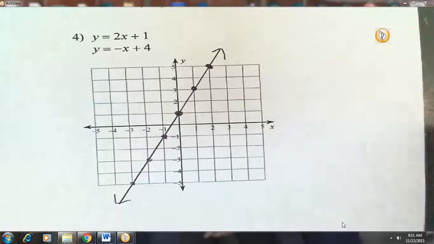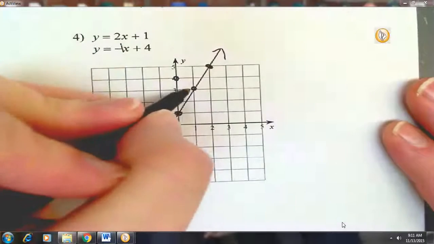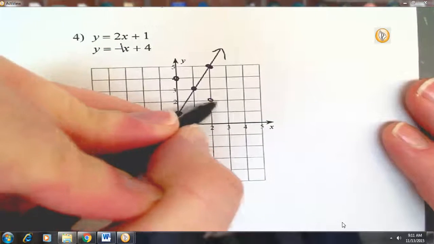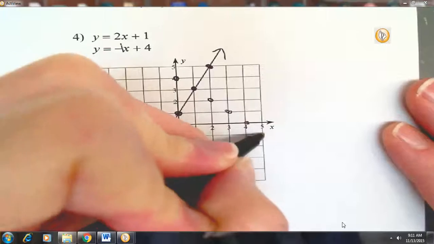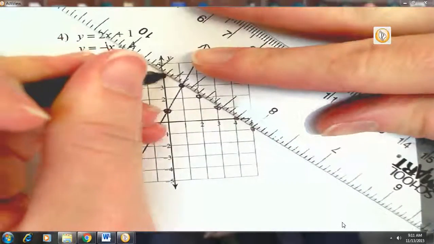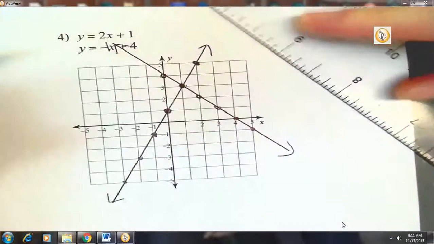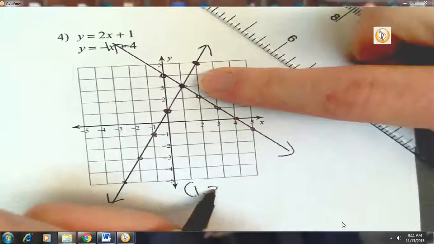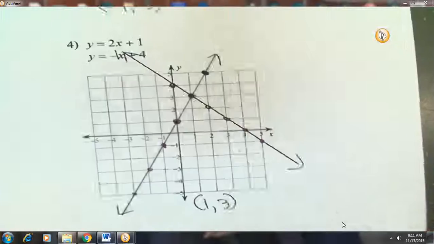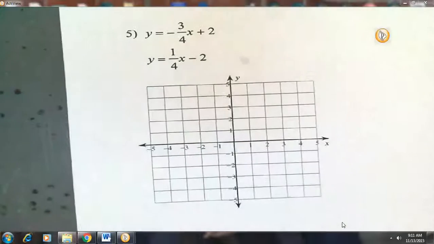For the second equation, I have a y-intercept of 4. And I have a slope of -1. So down 1 and right 1, down 1 and right 1. These 2 lines intersect right here at 1. If you haven't already done so, I'd like for you to go ahead and try the last one.